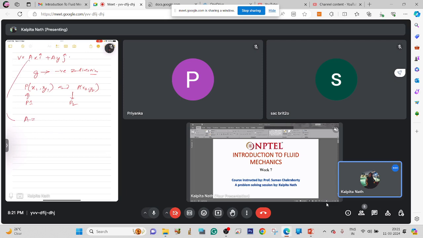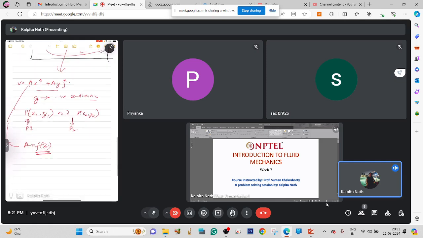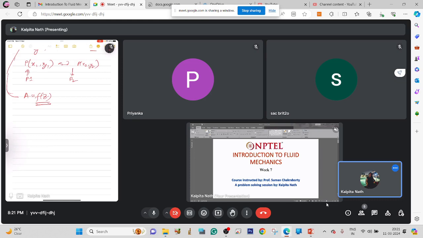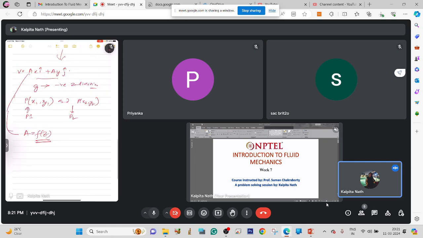Sorry, this constant a is not a function of z. So this is the velocity vector that is given to you. Now, by using the Euler equation, you need to find out the pressure gradient, rather. Can you do that? I think sir has already given these examples in the class, so you'll be able to do that.